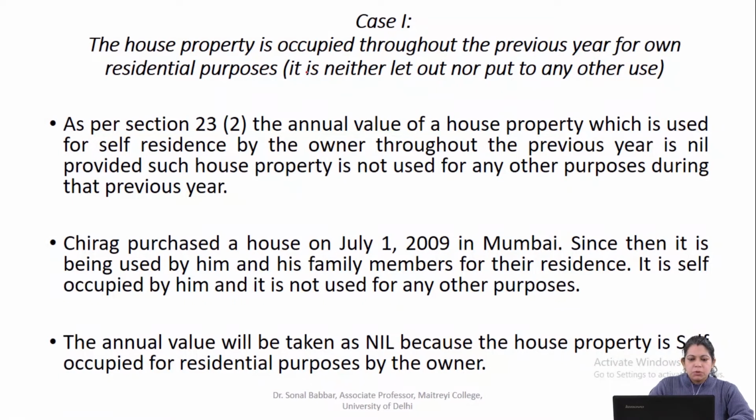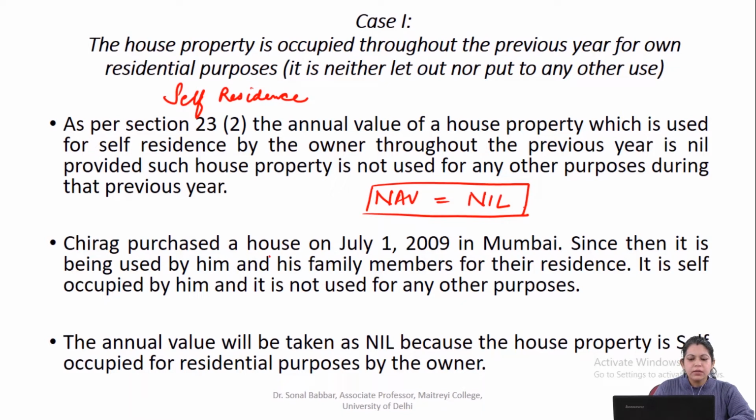So we look at case number 1 where the house property is occupied throughout the previous year for own residential purposes. That means the assessee occupies the property for self-residence. It is neither let out nor put to any other use. As per section 23 subsection 2, the annual value for house property which is used for self-residence by the owner throughout the previous year is nil. So here, if the house property is occupied throughout the previous year for self-residential purposes of the owner, then net annual value will be taken as 0.